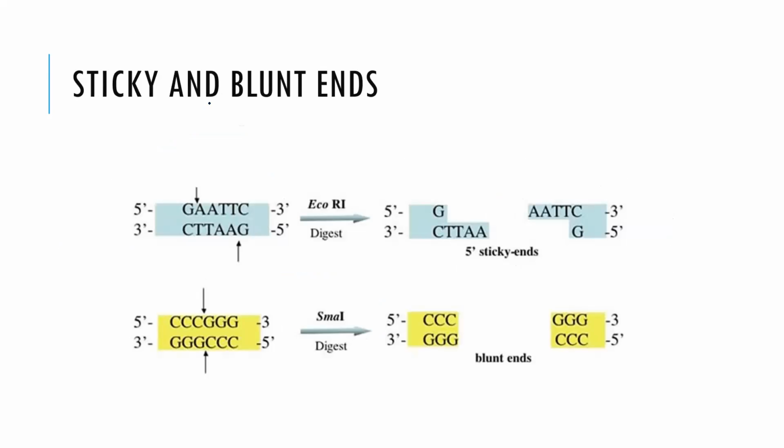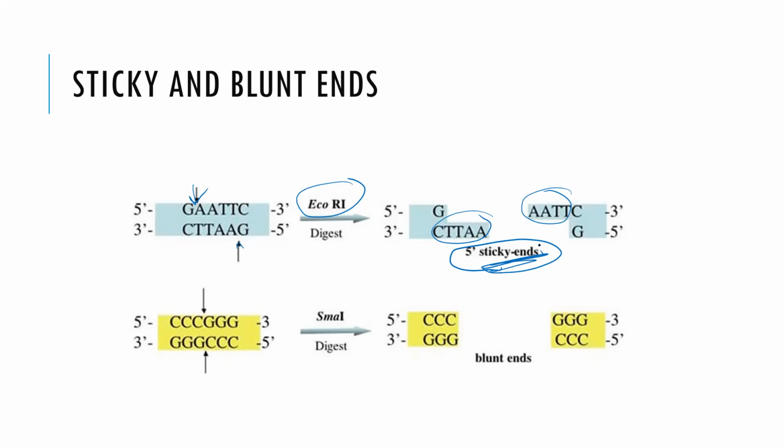Sticky ends and blunt ends. So EcoR1 actually results in something called sticky ends. It will cut the DNA within the region somewhere here and here. So it will lead to overhangs. These are referred to as overhangs, and these are referred to as sticky ends as well.